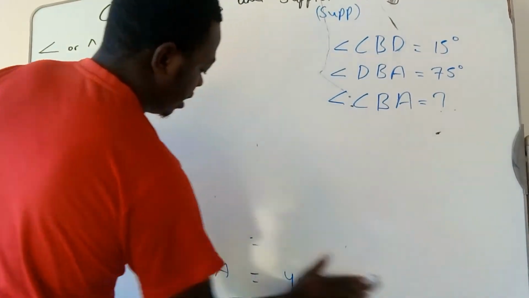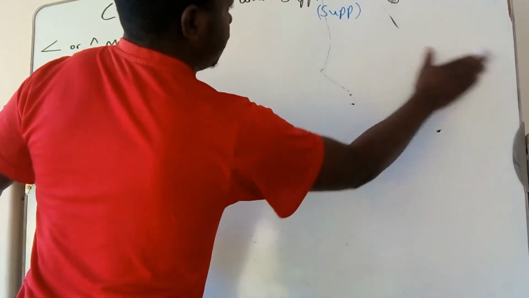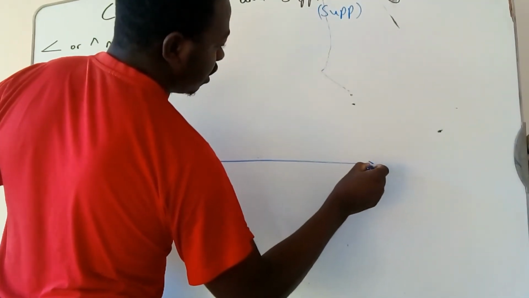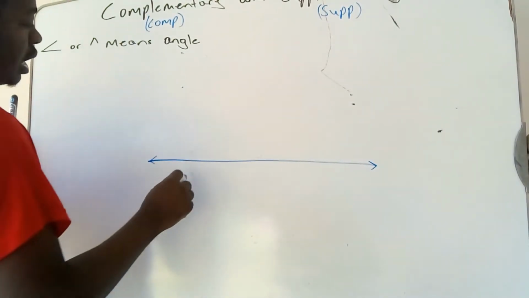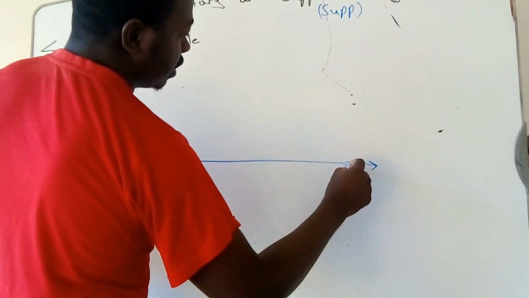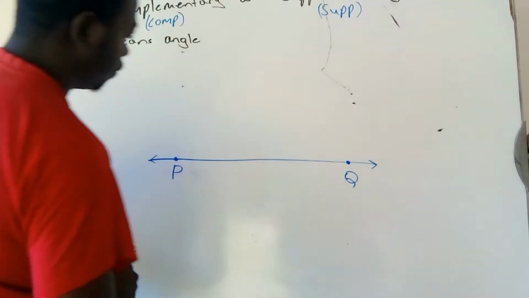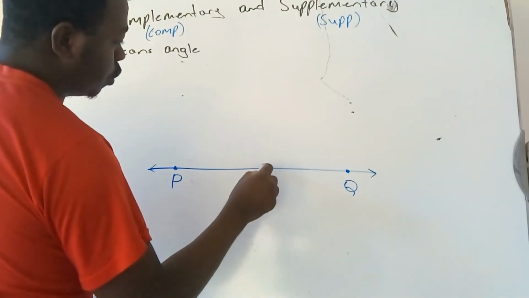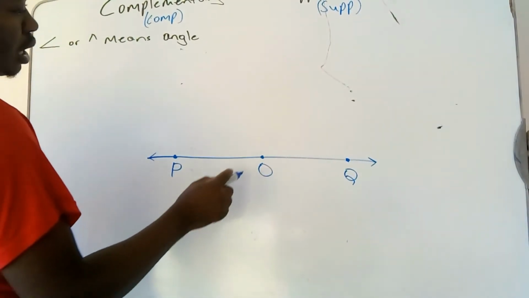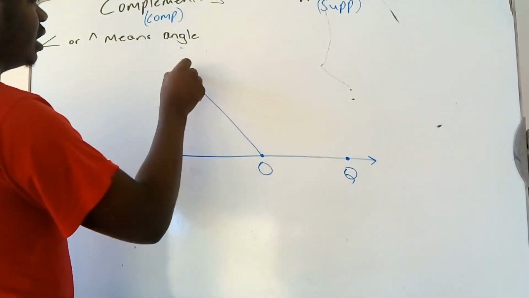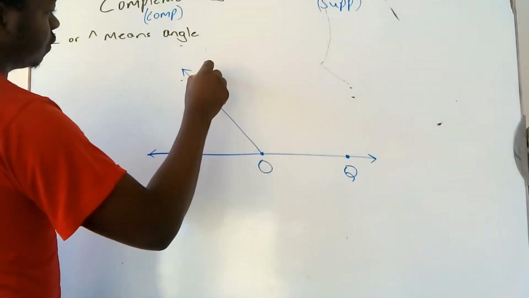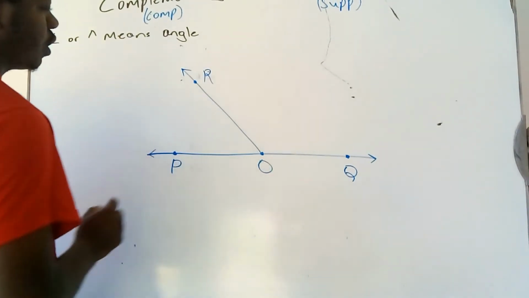Now, let's look at another diagram. Let's say that we have a straight line going in this direction, extending in both directions, and at this point of the line we call it P, and at this point of the line we call it Q. Let's say that we have a point somewhere here on the line, and we call that point O. And from O, there is a ray extending in this direction. And here on this point, we call it R.